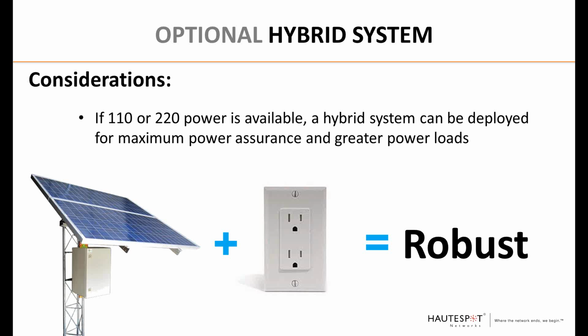So maybe you already have power at the pole, but you want to provide an incredibly robust system capable of powering the cameras and the wireless equipment in the event of a catastrophic power loss, for example. So we can engineer both the UPS and the solar system in one system for greater reliability.